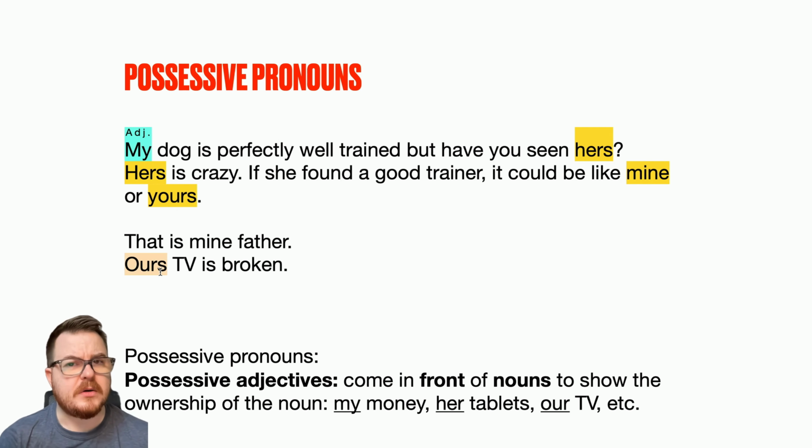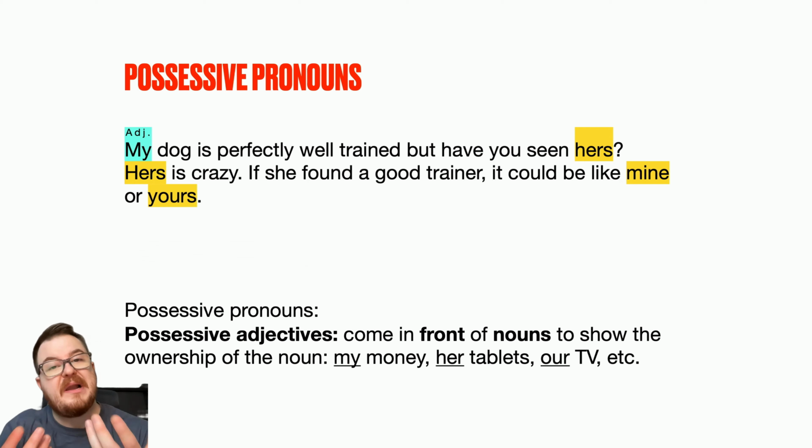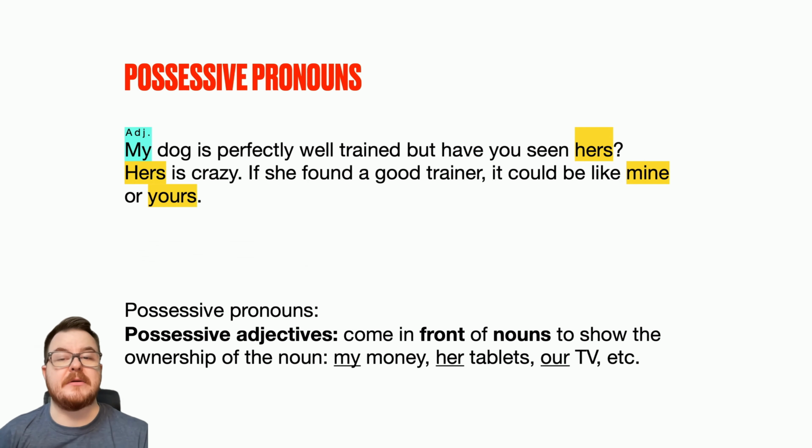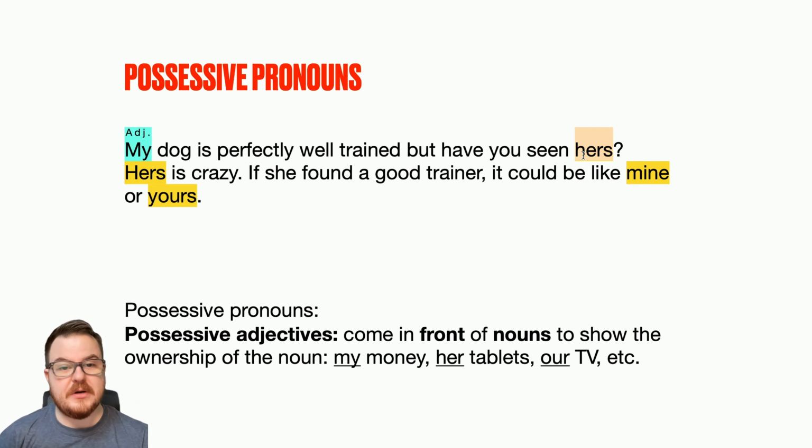Because it should be "our," not "ours." Because ours is a possessive pronoun. And possessive pronouns, the ones that we've marked in yellow above, replace nouns altogether. They work on their own. Look at this word, "hers." There's no noun after it.